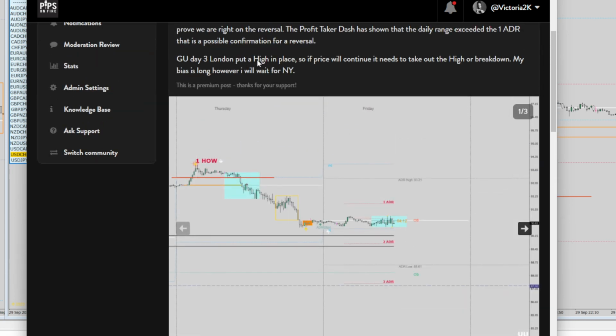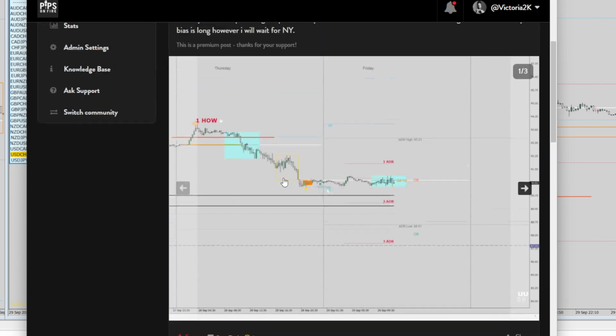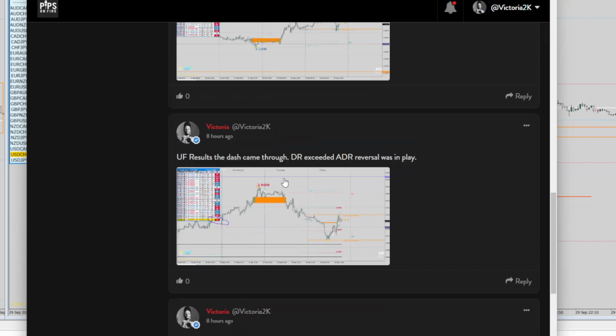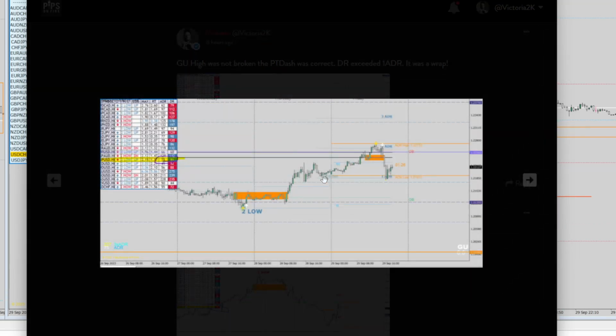So GU, day 3, London put in a high. If price will continue, it needs to take out the high or break down. My bias was long. However, I'm going to wait for New York, right? I was just waiting for New York to make sure. If I'm wrong, I'm wrong. If I'm right in terms of the high not getting broken, then we go that way. It's just that simple.